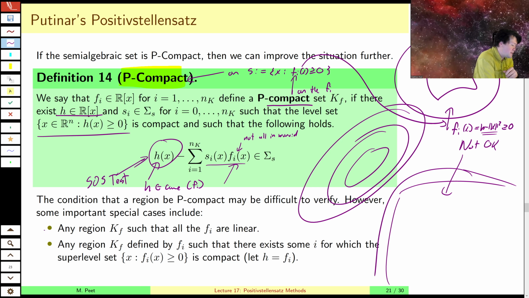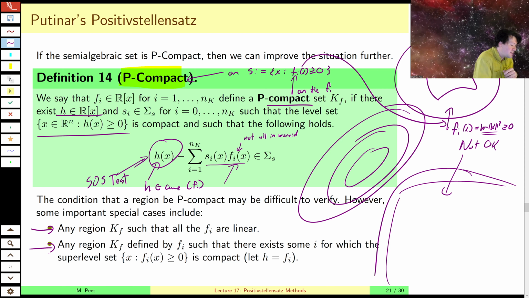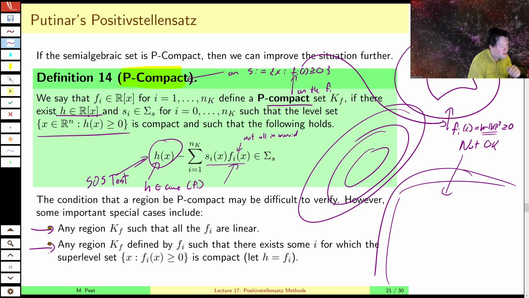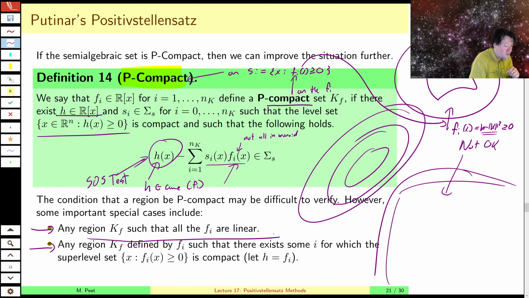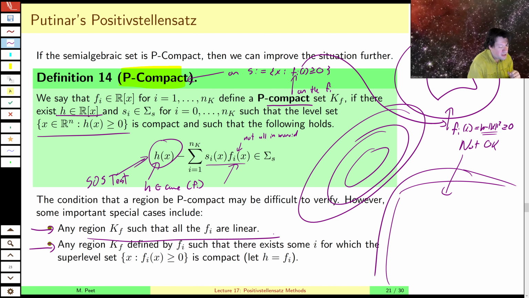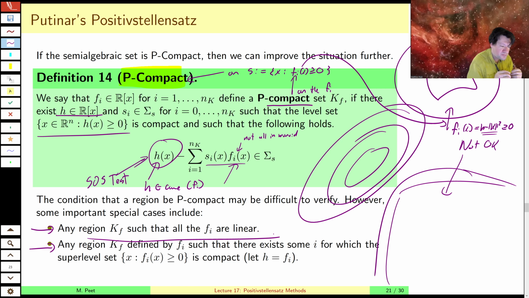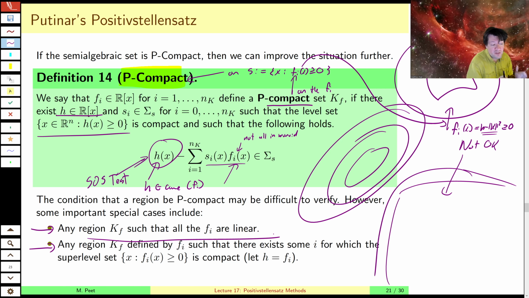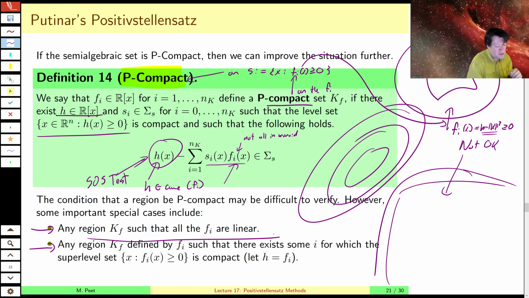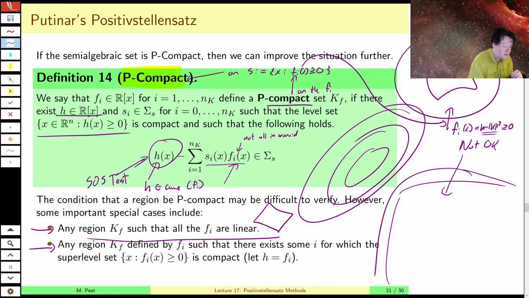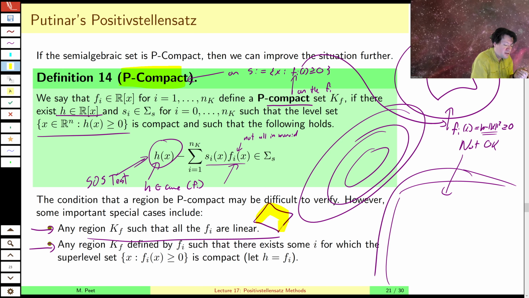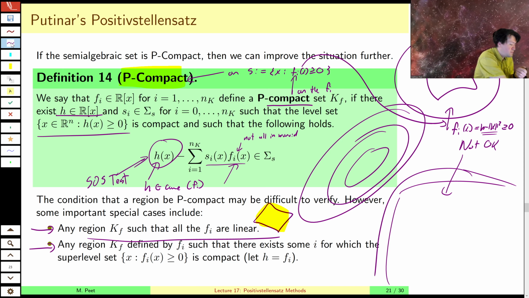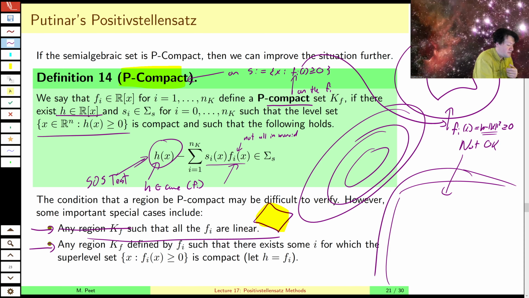And so these sufficient conditions I give down here are probably more helpful. For example, if you can represent the region using only linear inequality constraints, not just one, but all of the inequalities have to be linear, that would be like a polytope or something. That's not actually very useful because this is rather rare. So this is not great.